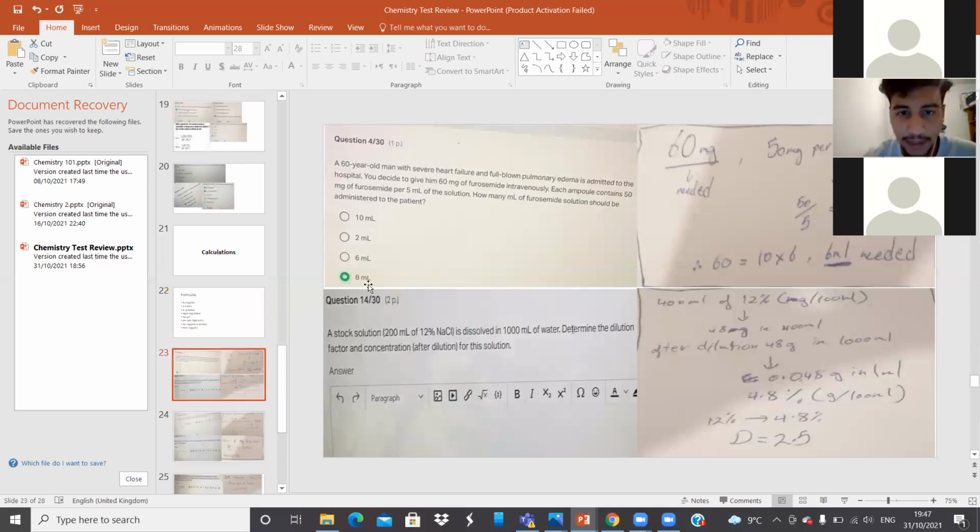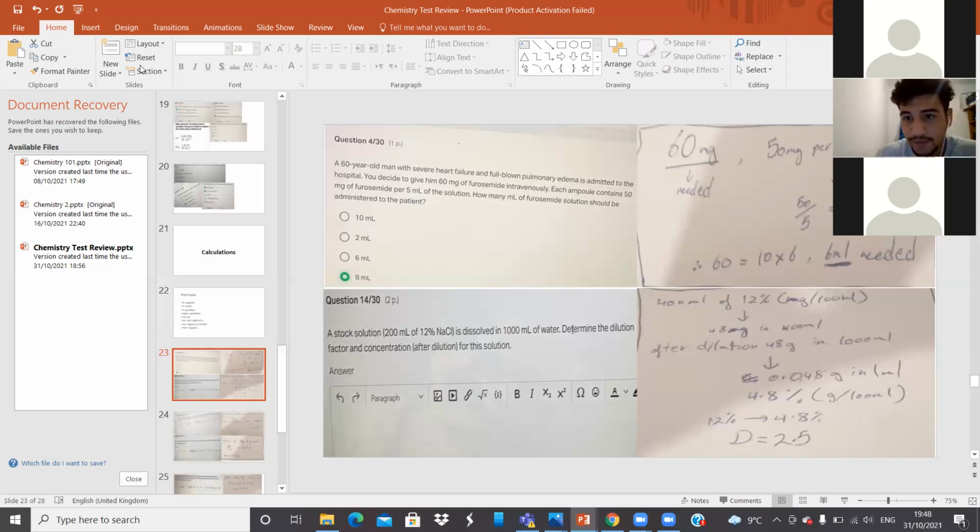The first question: a 60-year-old man with severe heart failure and pulmonary edema. So you decide to give him 60 milligrams of furosemide, and each ampule contains 50 milligrams, and each ampule is 5 milliliters. So if I can find the number of milligrams in 1 milliliter, and multiply that by 6, I will get the number of milliliters that I need for 60 milligrams, because each milliliter has 10 milligrams.